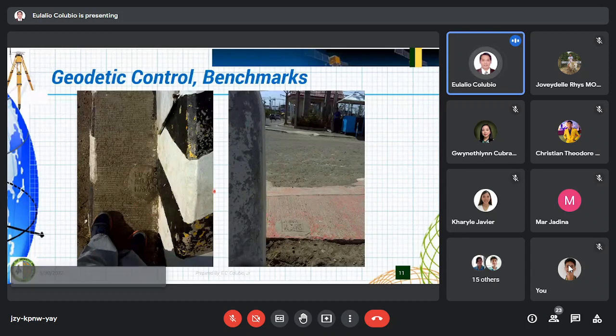Okay, so here is also another monument in Cebu, near the end of the bridge, with very hard cement.